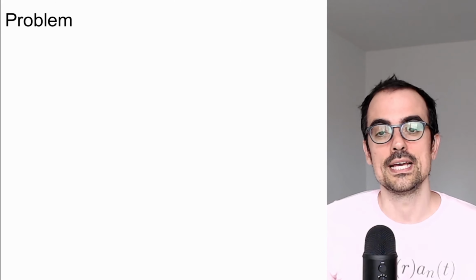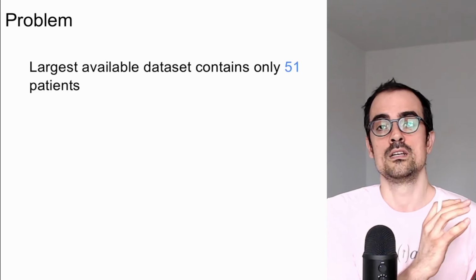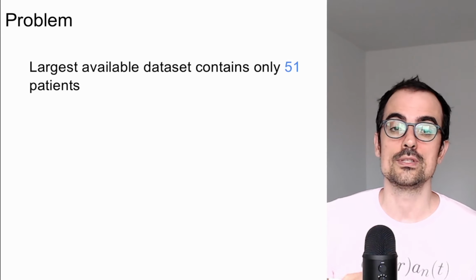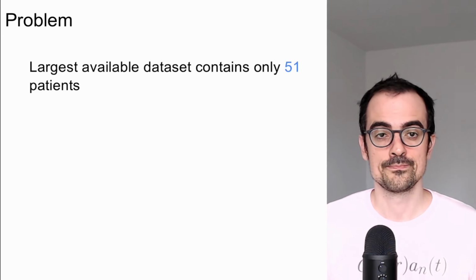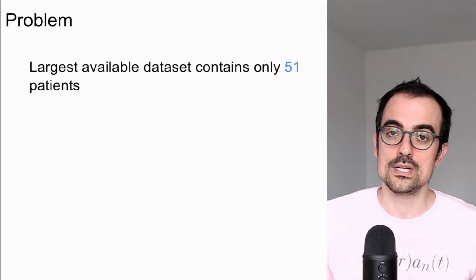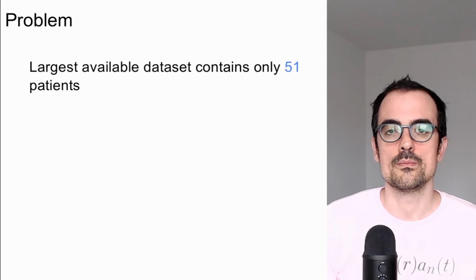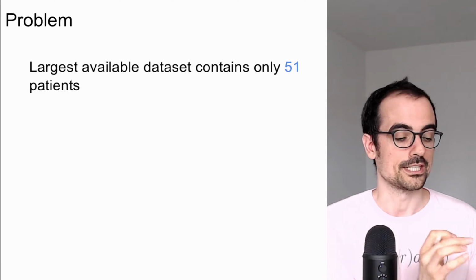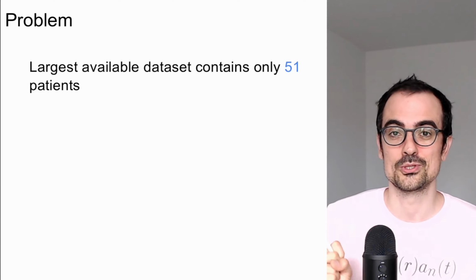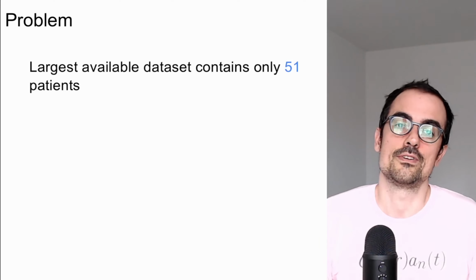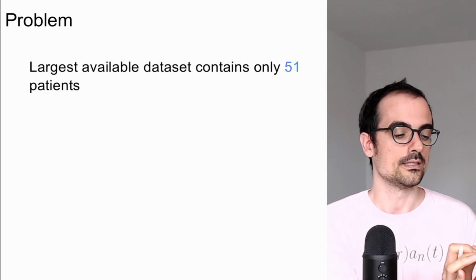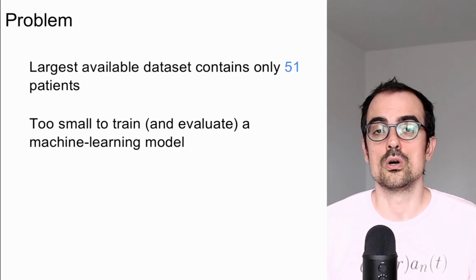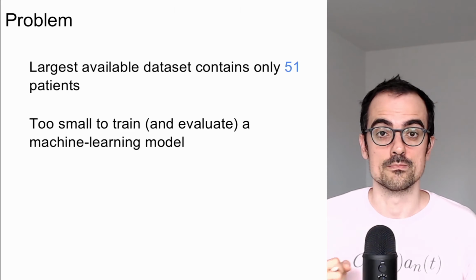The largest available data set that has a score of impairment for each patient and then some wearable sensor or video data only has 51 patients. It's just incredibly difficult to gather these large-scale databases of these patients where impairment is actually measured. And this is not a problem that is unique to stroke. There are many medical conditions where it is very difficult to gather these large-scale databases. So the available data set is too small to train and evaluate a machine learning model.